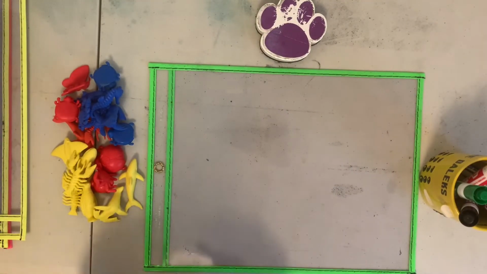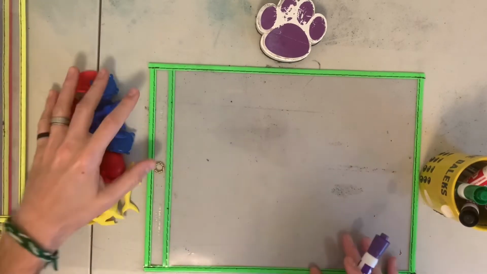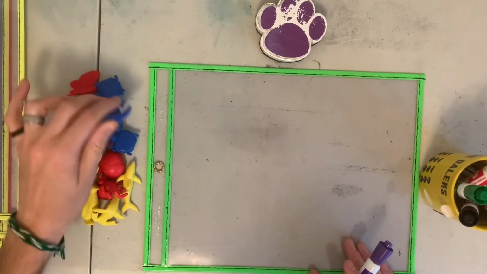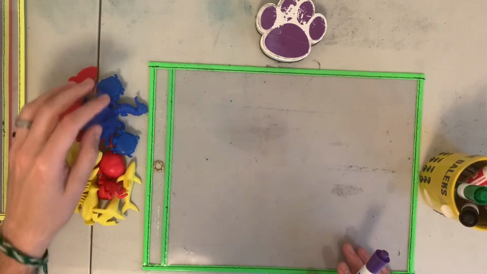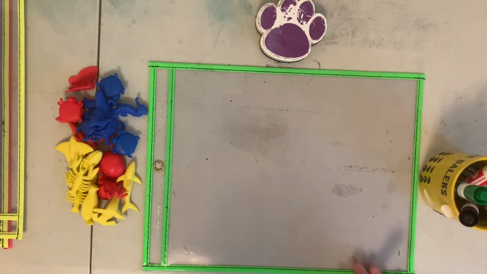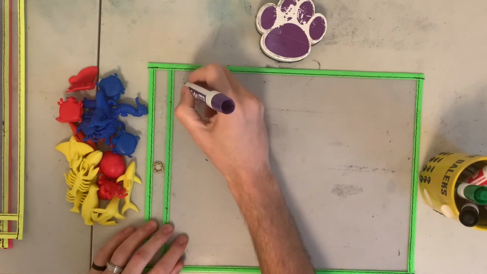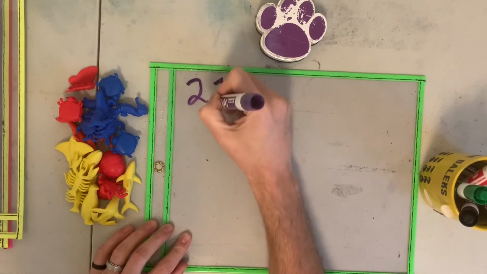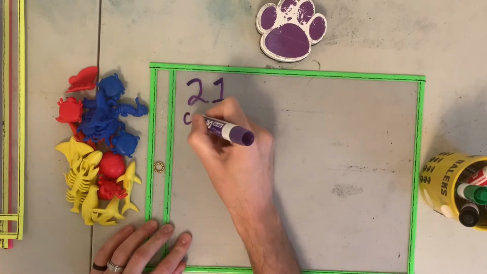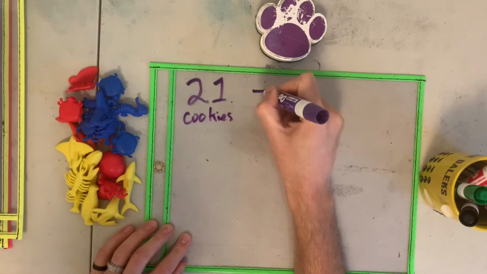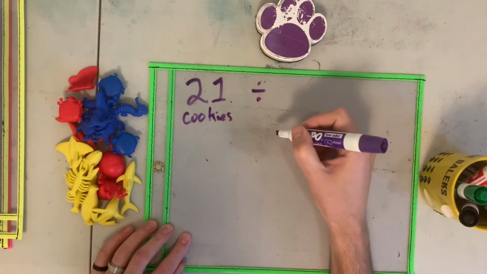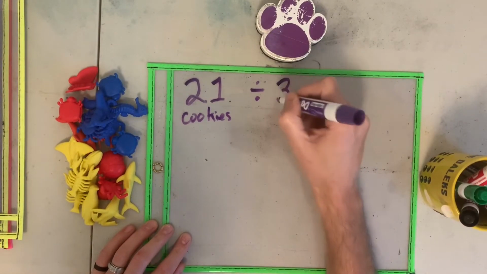Great. So here I have some toys, and these toys are going to represent a cookie. Let me see if they taste like a cookie. Yeah, no, they do not taste like a cookie. So I'm going to use my imagination. Remember, how many cookies did Jesus bake? Jesus did 21 cookies. And he had how many plates? ¿Cuántos platos? 3 plates.